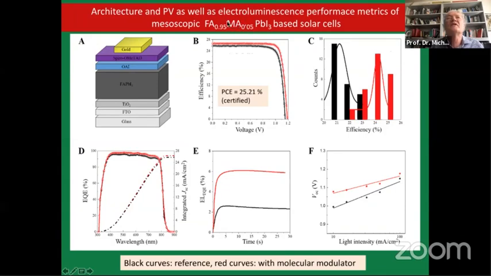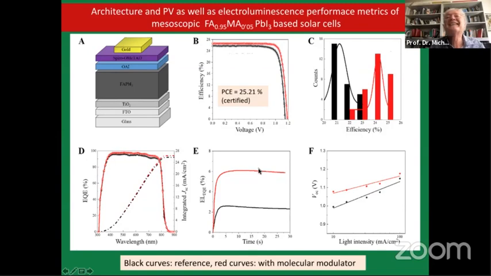Here is 5% methyl ammonium, which is very little. And still, these are extremely stable. The voltage, 1.2 volts, is very close to the Shockley-Queisser limit. And that's confirmed by the fact that you get electroluminescence when you drive these cells with an external voltage, they actually emit light. And also the ideality factor. We are comparing here black and red curves. And for the red curves, there is a trick, a small amount of molecular modulator.